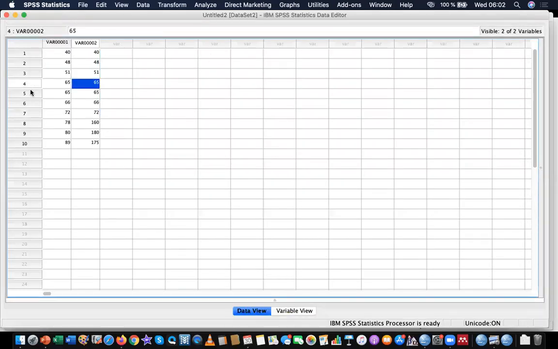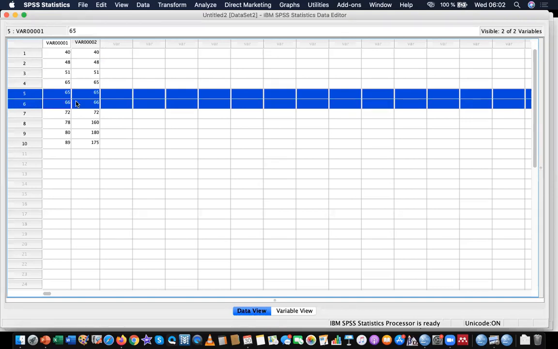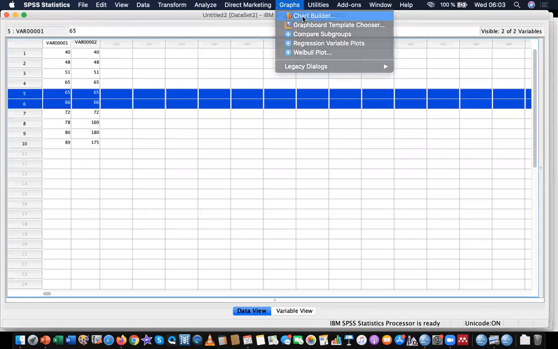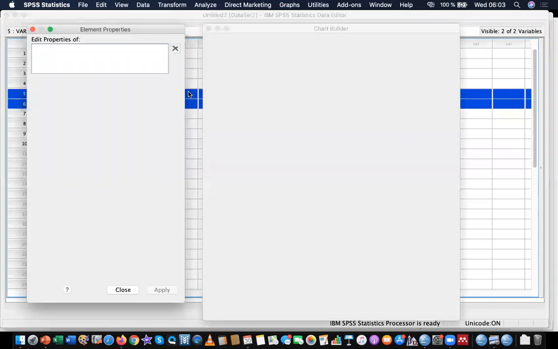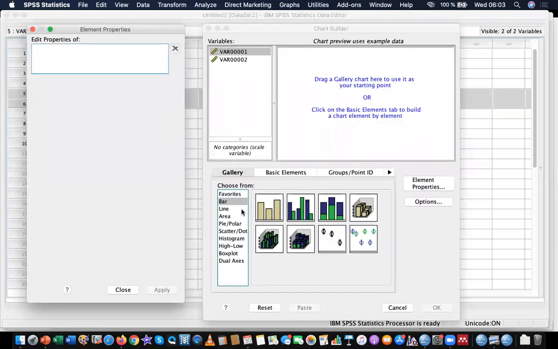Because if you order the data, the midpoint is still between these two people, case number 5 and 6, and the midpoint between these two is 65.5. So the median is not affected. The median is more stable if you have skewed data. If we draw the histograms of these two variables, it will be more visible for you. Histogram.